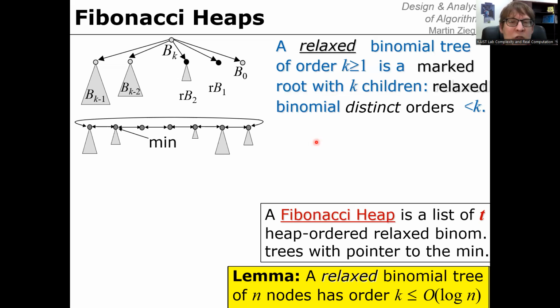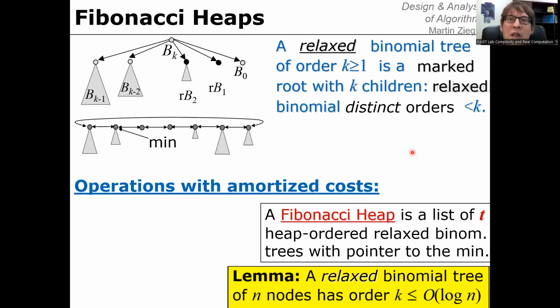And let us use T to denote the number of relaxed binomial trees currently in the Fibonacci heap. That's something that is varying over the evolution of that data structure. And the operations supported by a Fibonacci heap are exactly the operations of a priority queue. That's one way of implementing a priority queue, binomial heap being another way.